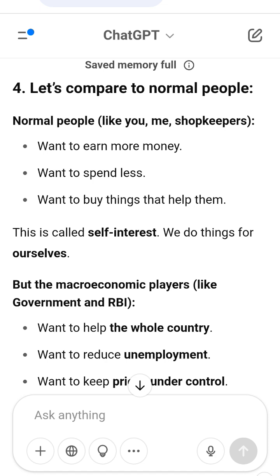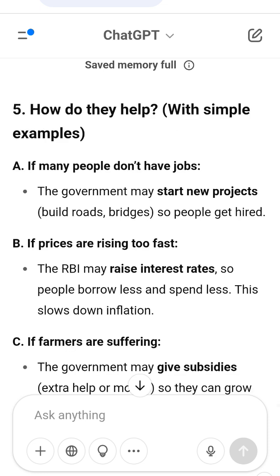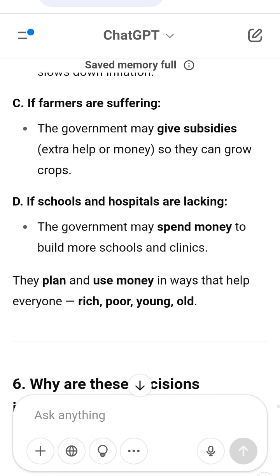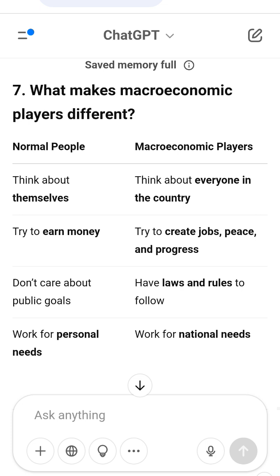Final summary in the simplest words. Macroeconomic players are big helpers like the government and RBI. They make decisions not for money, but to help the country grow. They care about jobs, schools, prices, hospitals, roads, etc. They fix problems that people or businesses cannot solve alone. They are not selfish. They do things for everyone. This is why they are different from shopkeepers or buyers.